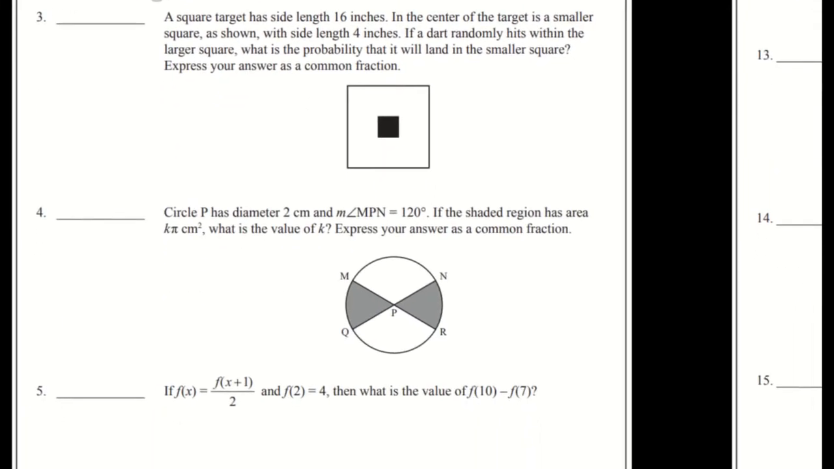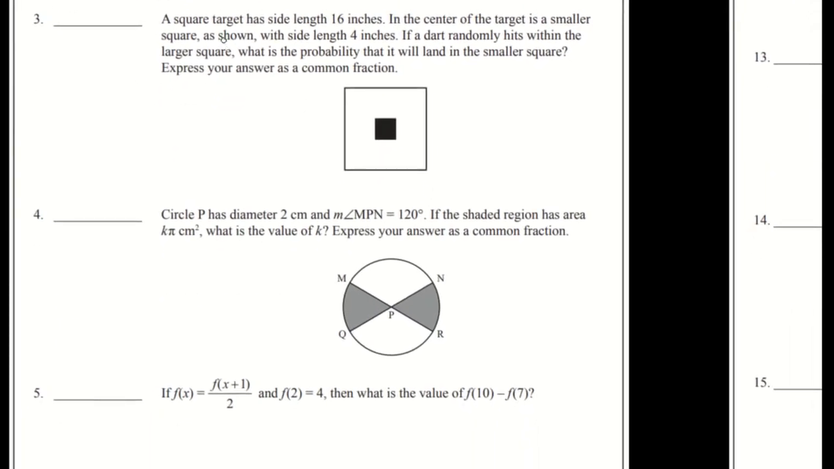There we go. All right, so it says a square target has side length 16 inches. In the center of the target is a smaller square as shown with side length 4 inches. Okay, so we got 16 inches and we got 4 inches. If a dart randomly hits within the larger square, what is the probability that it will land in the smaller square? Express your answer as a common fraction. What do you think?